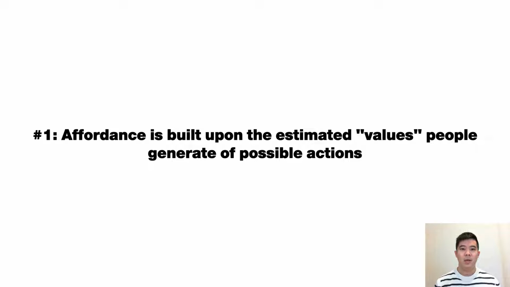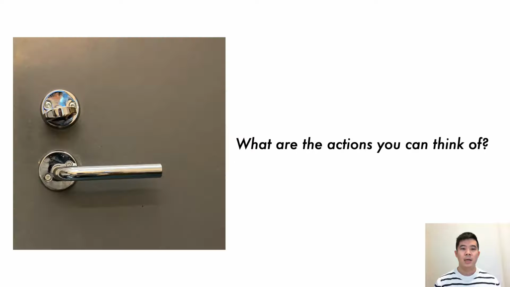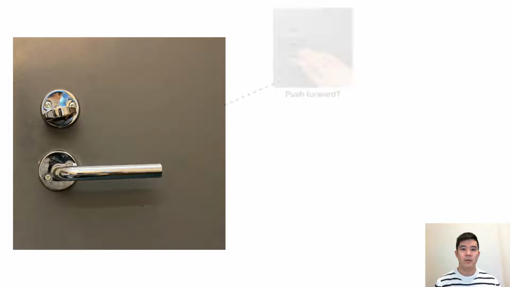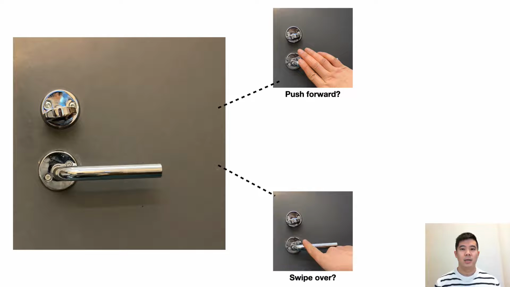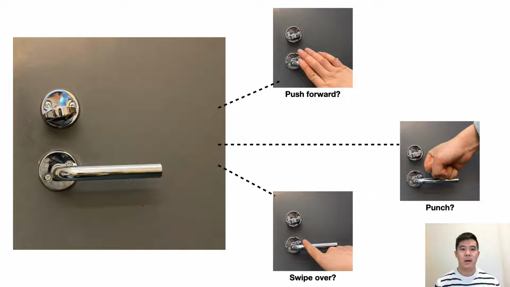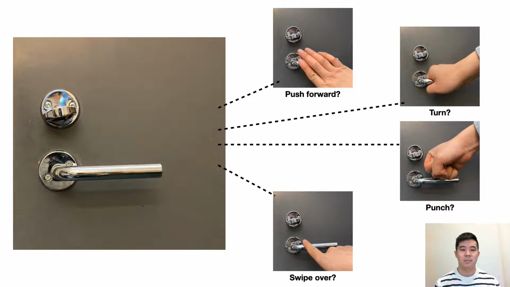In our view, the core of what we call affordance is an estimate people generate for values of possible actions. People simulate motions in their minds when seeing different objects, and further estimate the value of these simulated motions. Take a door handle as example. What are the actions you can think of? Well, you may think of pushing it, swiping it. If you want, you can also punch it, but perhaps the most sensible one is to turn it.